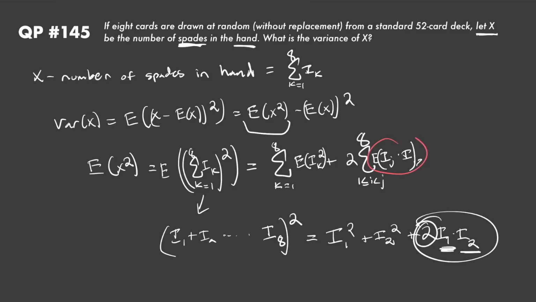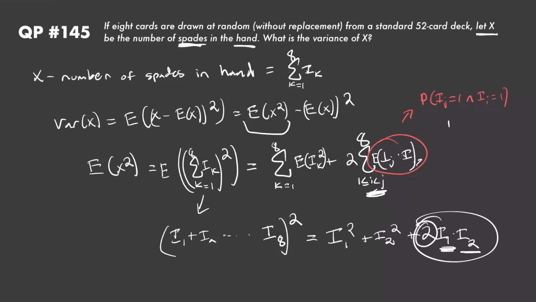Now we've already calculated this before, the expected value of I sub j times I sub i when they're different. We know that I sub j is either equal to 1 or 0, and same with I sub i. So this is only going to be equal to 1 when they're both equal to 1. In any other case, it's not. So this expected value is just the probability that I sub j equals 1 and I sub i equals 1, again for when i and j are not equal.